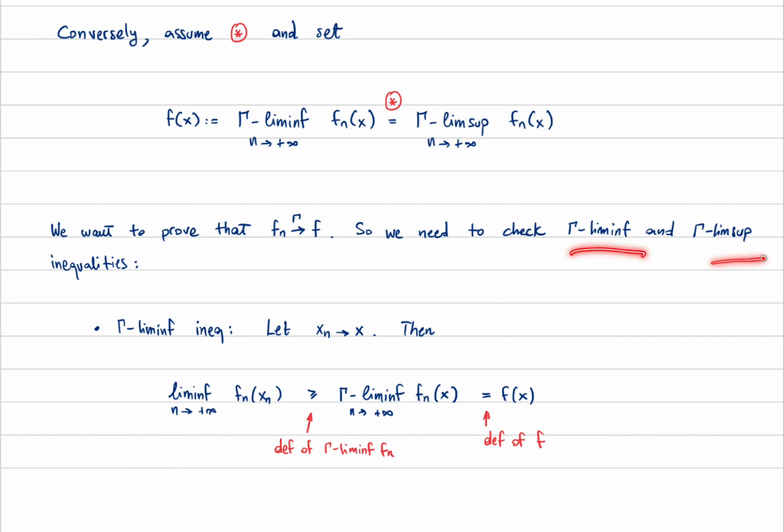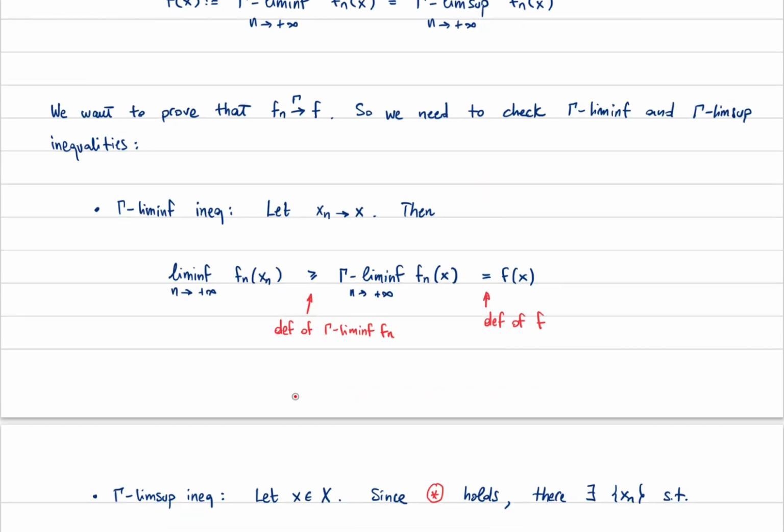So we need to check the gamma lim inf and gamma lim sup inequalities. Let's start with the gamma lim inf inequality. Take an arbitrary sequence xn converging to x. Then the lim inf of fn of xn is always larger or equal than the gamma lim inf, because of the definition of gamma lim inf. Remember, it was defined as the infimum of this quantity among all the sequences xn converging to x. And this is equal to f by the way we defined f here. So we discovered that f satisfies the gamma lim inf inequality.